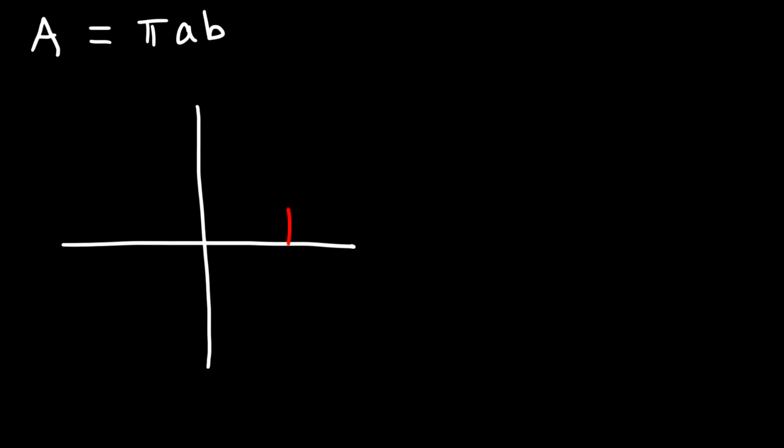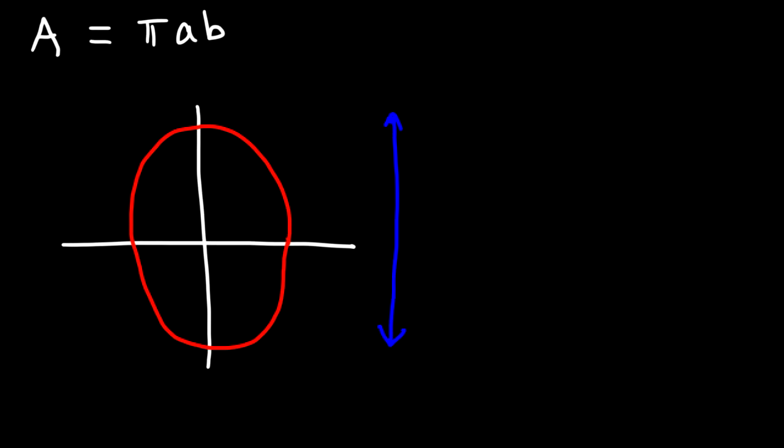So let's say you have an ellipse that looks like this. And let's say you're given the length of the major axis. We're going to say it's 10 units long. And the length of the minor axis, let's say it's 6 units long. What is the area of the ellipse? So what is the area of the shaded region?